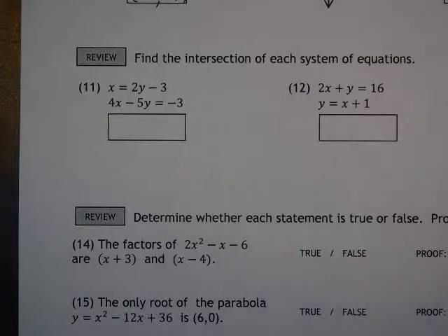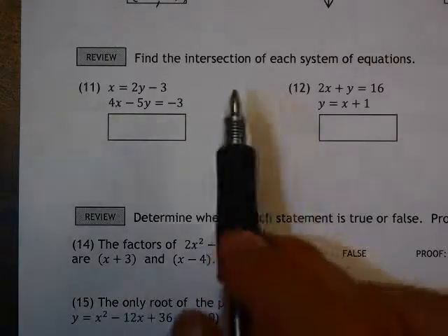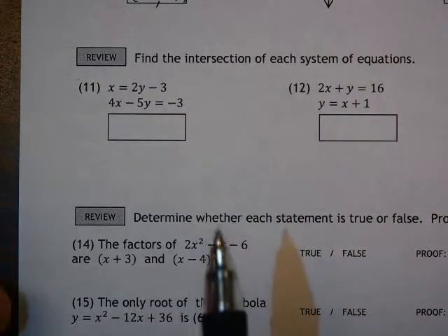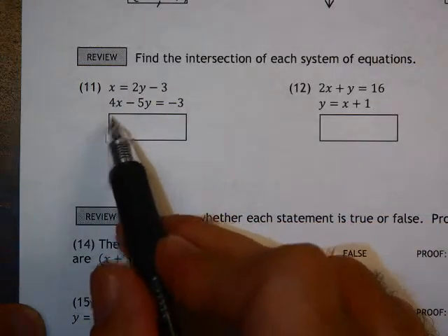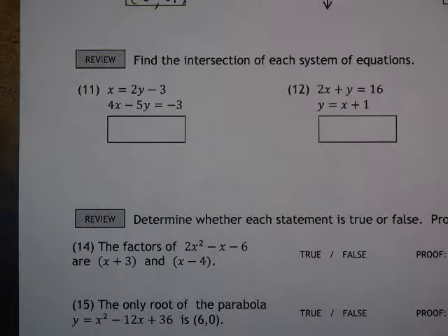Algebra 2, worksheet 9.3a. I'm going to look at numbers 11 and 13 in this video, where we're asked to find the intersection of each system of equations. In other words, solve this system. So most likely it's going to be a coordinate pair, an x and y coordinate.